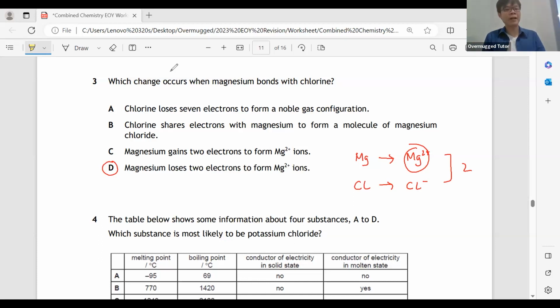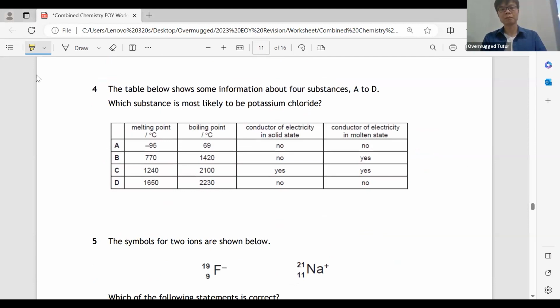Okay, question 4, I let you all try before I teach the shortcut. Potassium chloride is an ionic compound, so which set of information best describes it? Metal, non-metal, that's how I know it's ionic, okay?